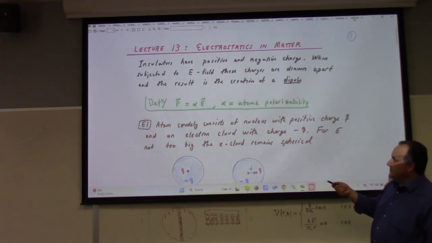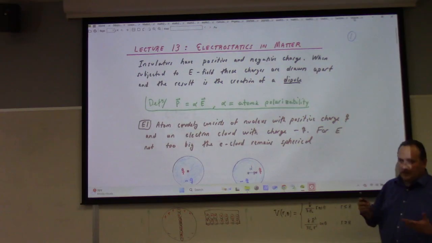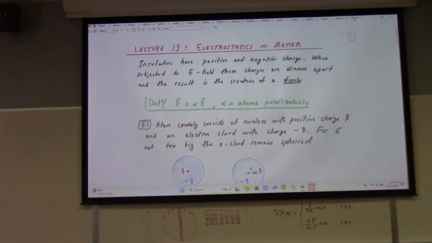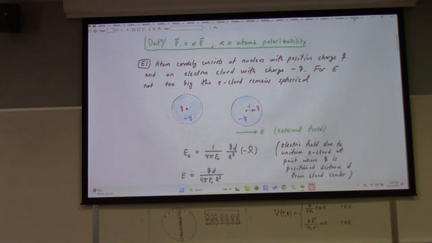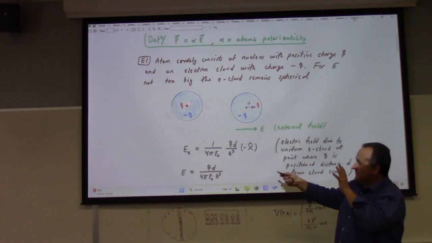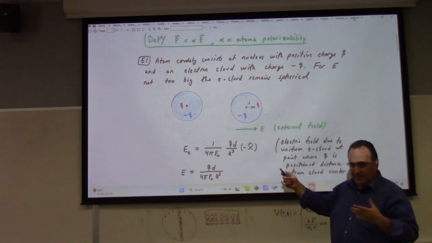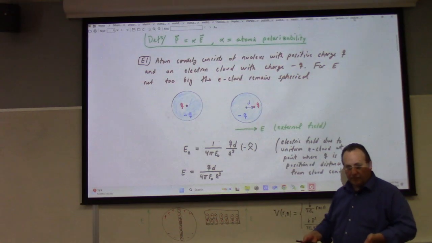So he says, an atom crudely consists of a nucleus with a positive charge Q and an electron cloud with charge minus Q. For the E field not too big, the electron cloud remains roughly spherical. And so you can kind of picture, well, here's the picture. We have the undisturbed atom. You've got this electron cloud, it's roughly spherical around the nucleus, all right?